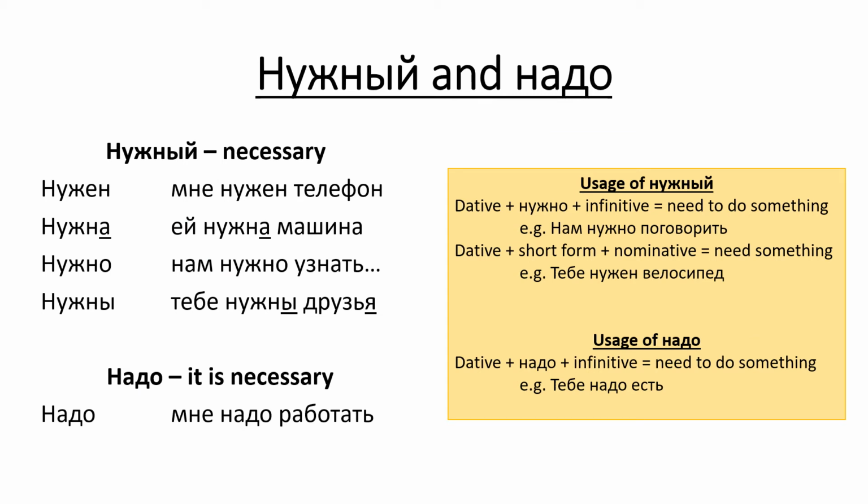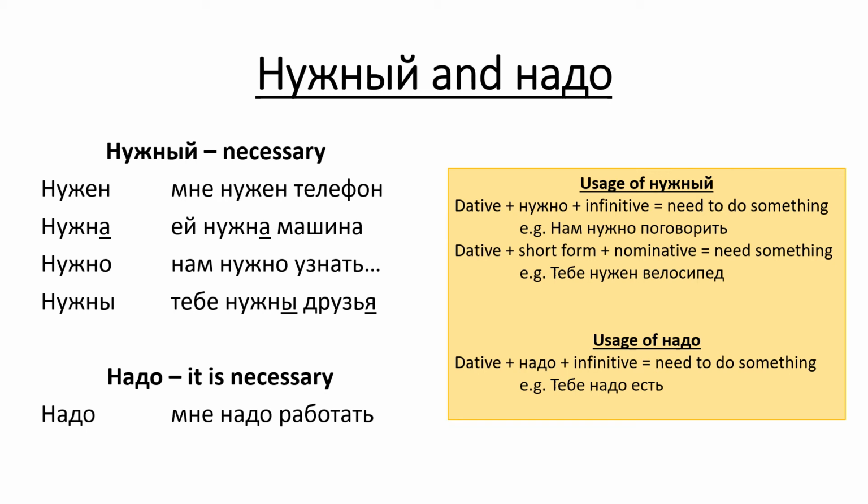Нужный and надо are both words that are used to express need in Russian. So the difference between them can be confusing for learners. The main difference is this. Надо should only really be used with verbs in the infinitive. However, in spoken Russian, you will hear it used to refer to nouns as well. Нужный is an adjective and it is used in the short form to express need. Short form adjectives are something I will cover in another lesson, so the important thing to remember here is that these forms, нужен, нужна, нужно, and нужны, must agree with the nouns that they are referring to.